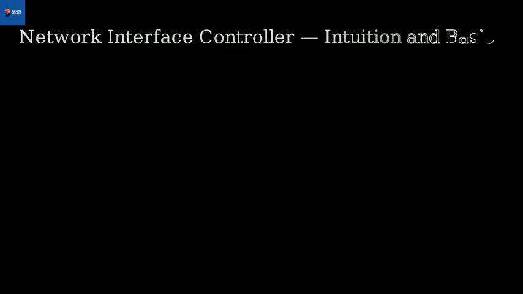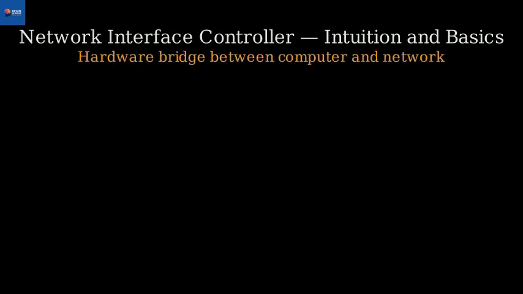Welcome! In this video, we will build an intuitive picture of a network interface controller, often called a NIC. A network interface controller is the hardware that lets a computer talk on a network. It lives at the physical layer and the data link layer, turning bits in memory into electrical or radio signals and back again. Let's start with a simple picture.